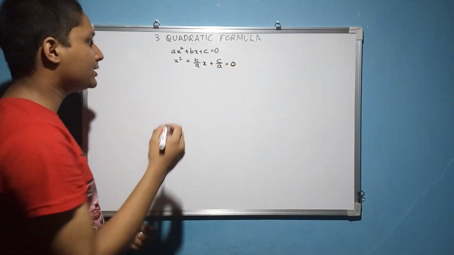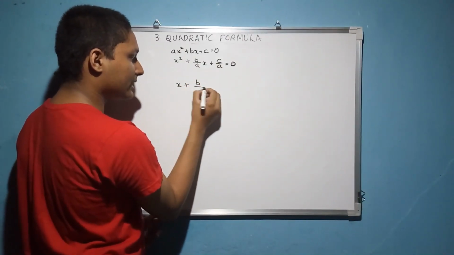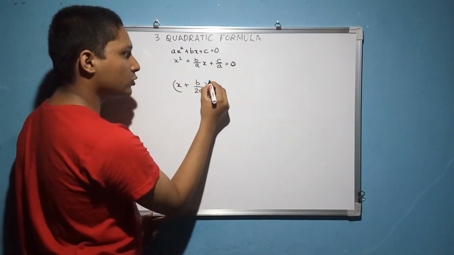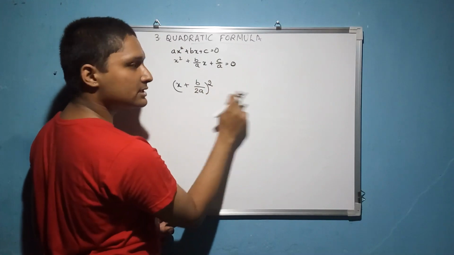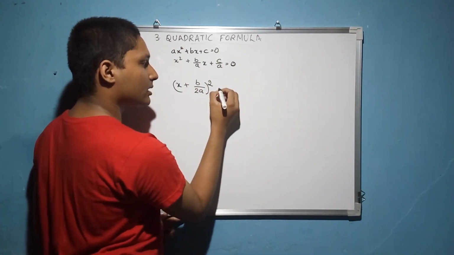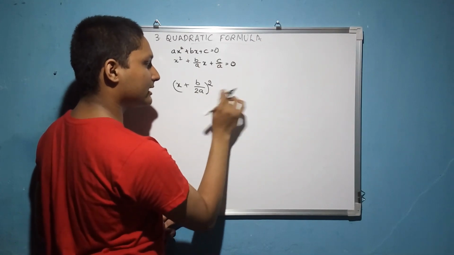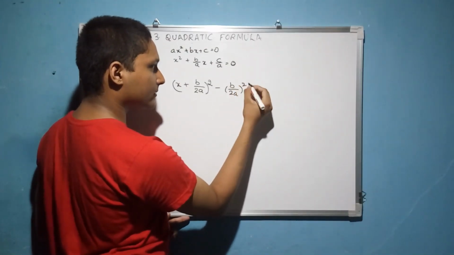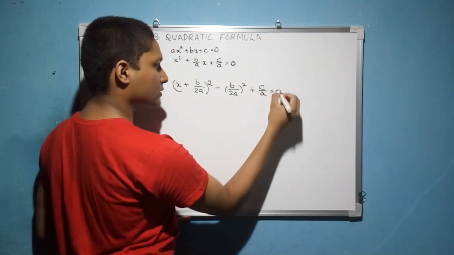The next step we are going to do is, here it is plus, so I can write x + b/2a, because I need to divide the coefficient by 2. So it is going to be like this. Then you need to have a square term. The square term referring to this is going to be, not plus, minus, right? I need to subtract it from that. So it is going to be (b/2a)² + c/a = 0.